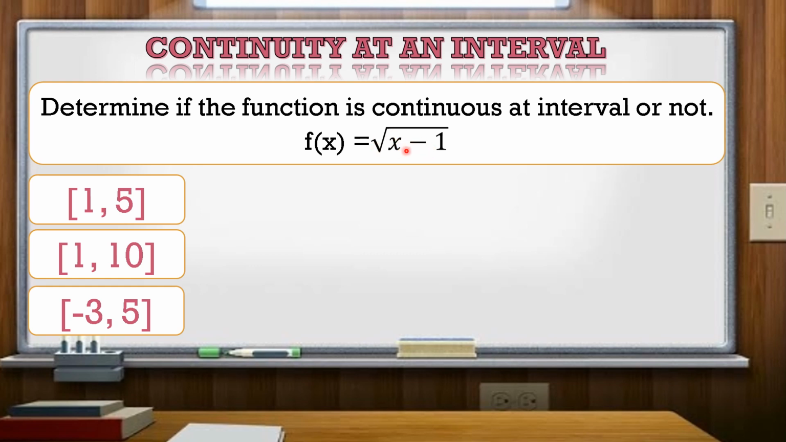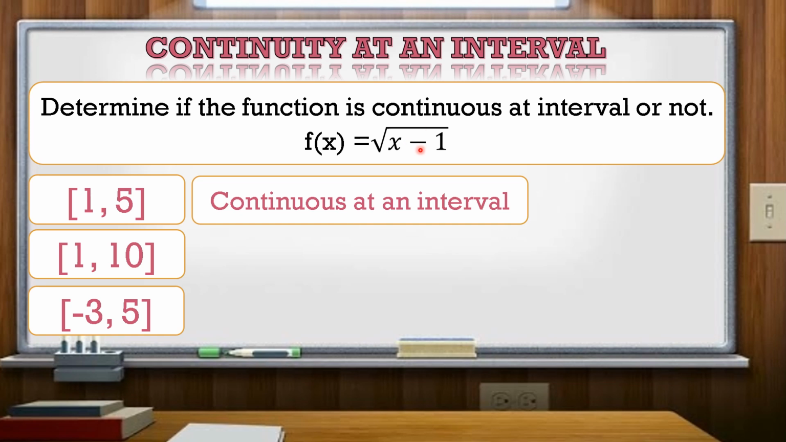So, titingnan natin yung mga value ng x which is less than 1. Yun yung magiging times na yung function natin is not continuous at an interval. Again, yung x must be less than 1 to make your function not continuous. Okay? So, una, we have 1 and 5. Kasama si 1, kasama si 5, kasama yung nasa gitna ng 1 and 5.